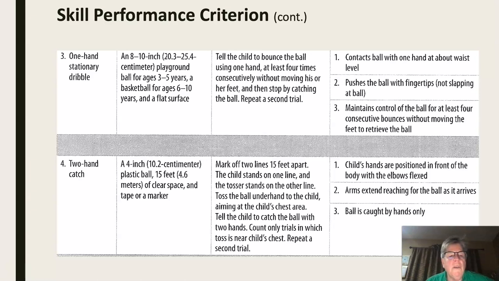The one-hand stationary dribble and the two-hand catch, those are criteria or skills that were in the existing TGMD-2, but again, the language for the directions as well as the performance criteria need to be reviewed to make sure you know specifically what you're looking for and asking them to do.